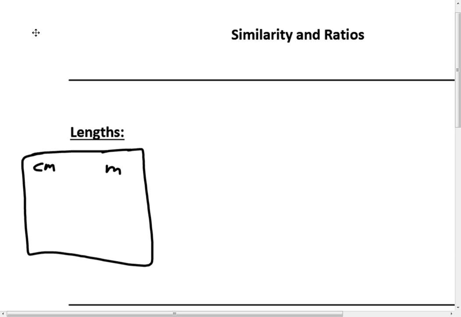Some other length units we could have: yards, feet. Let's just leave it at that. If we are looking at a diagram, typically we are looking at sides. That's another word we could use instead of lengths. If you take a bunch of sides and add them all together, what do you got? Perimeter.